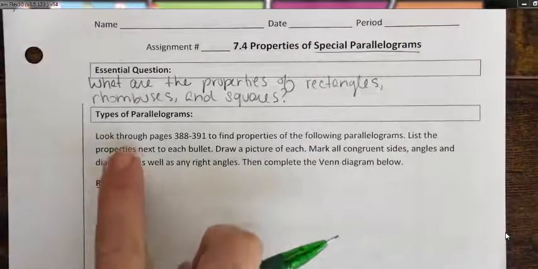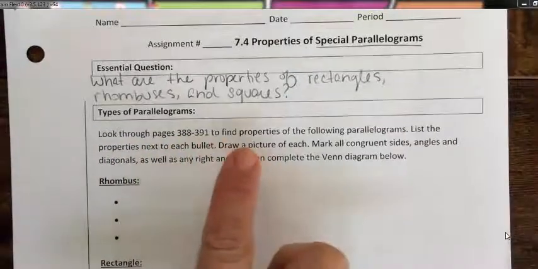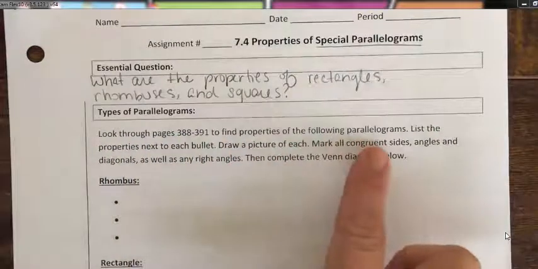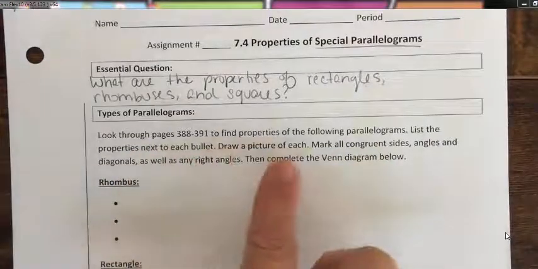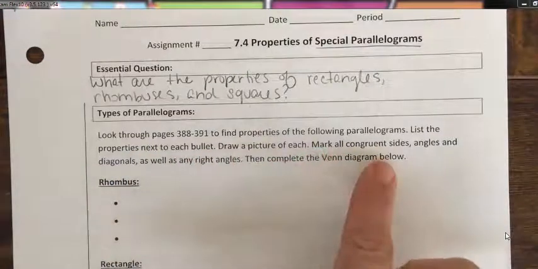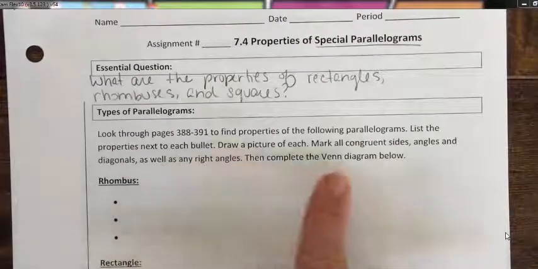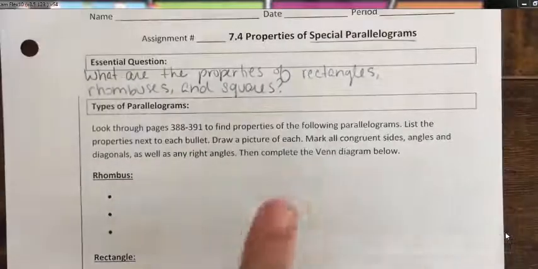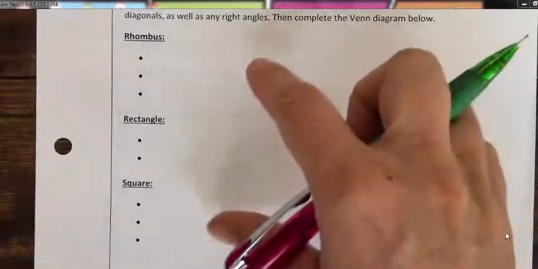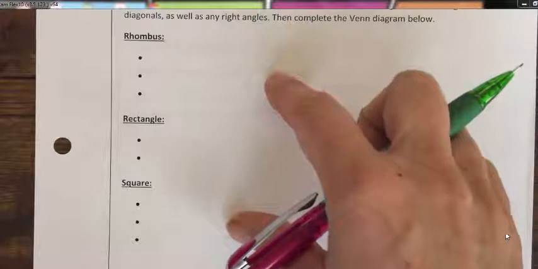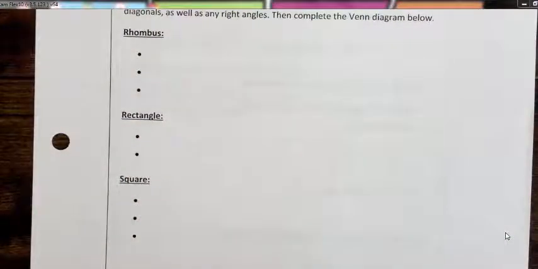All right, so what you're going to do is look through pages 388 through 391 to find properties of the following parallelograms. You're going to list the properties next to each bullet, draw a picture of each, mark all congruent sides, angles, and diagonals, as well as any right angles. Then complete the Venn diagram below. So if I were you, I'd pause the video now, and then you can try and fill out all these bullet points for the rhombus, the rectangles, and the squares. And then you can come back to the video.